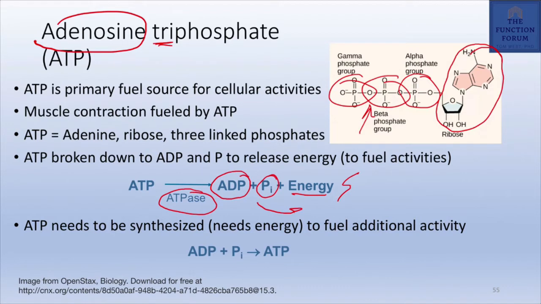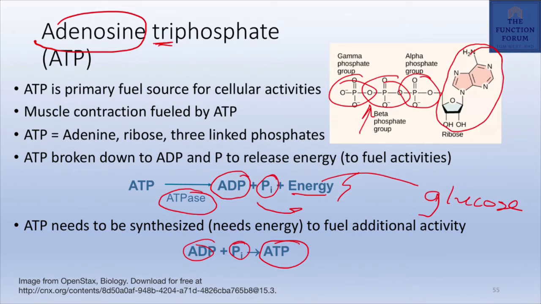Now, to make more ATP, simply what happens is we turn this formula in reverse. We take energy from maybe breaking down glucose. We can break down glucose, we can break down lipids, we can break down phosphocreatine. All of those things release energy. We can use that energy to take the ADP and stick the phosphate group back to it, and we end up with ATP. So ATP needs to be resynthesized to fuel additional muscle activity once skeletal muscle runs out of its initial supply of ATP.